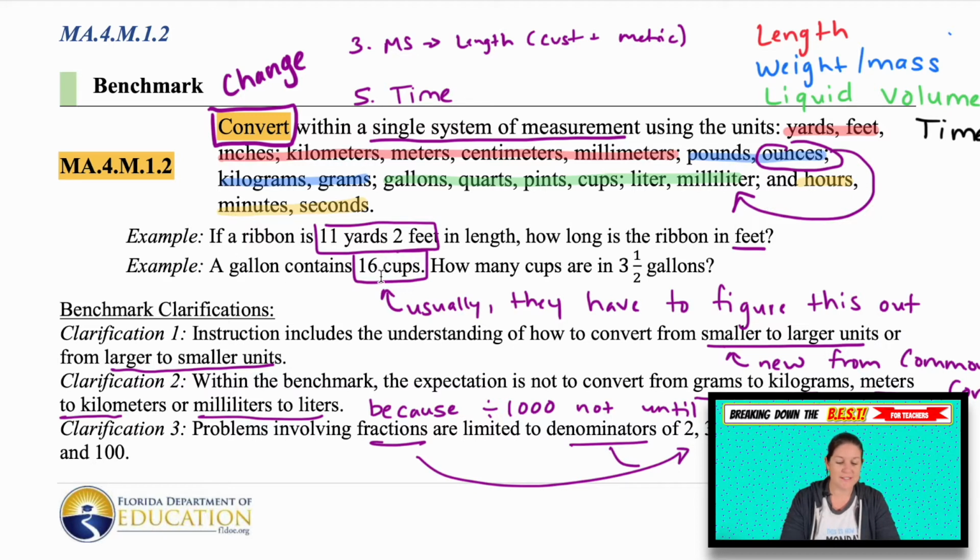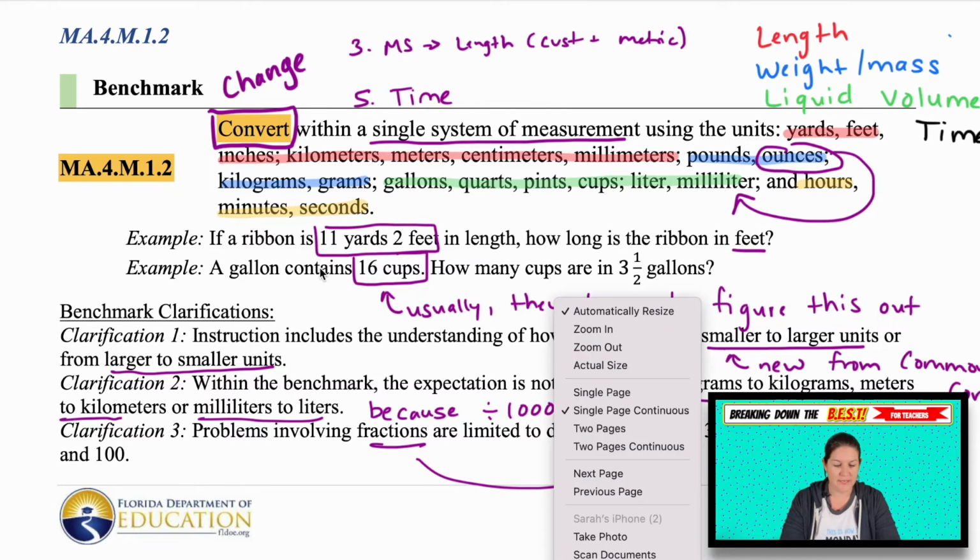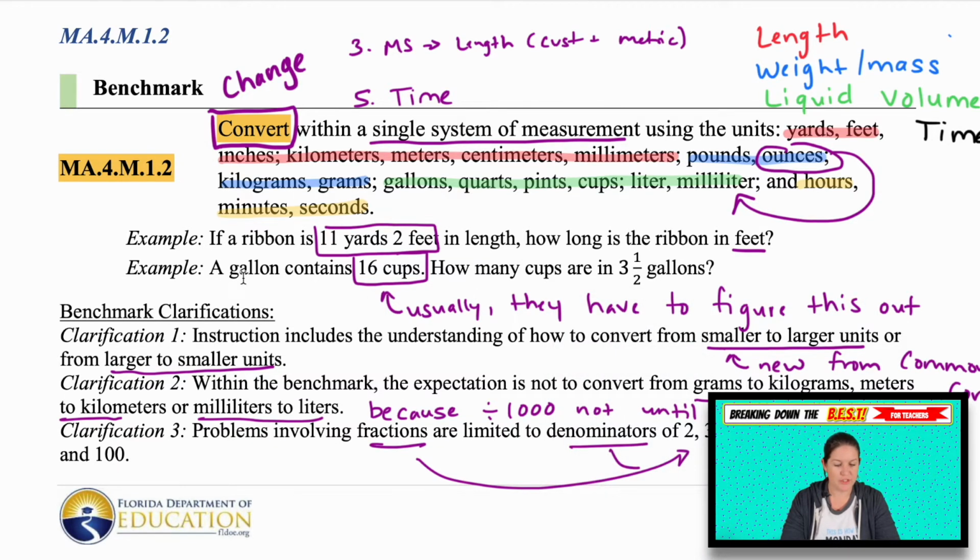A gallon contains 16 cups. How many cups are in 3.5 gallons? And I made just a little note saying that usually we have to figure out that a gallon is 16 cups using a reference sheet.